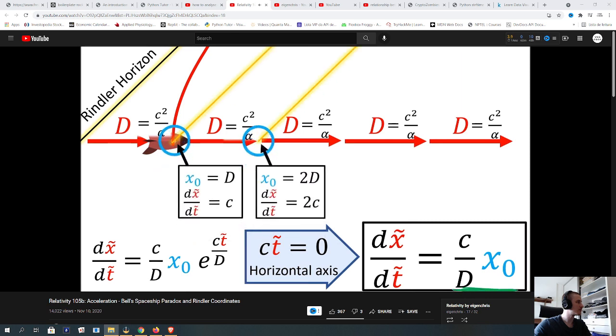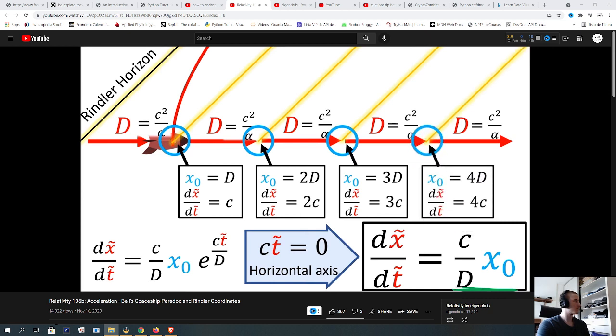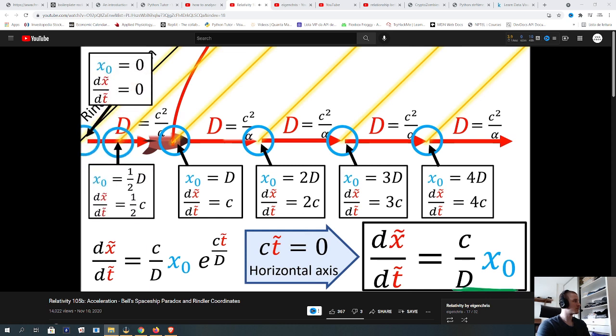A beam of light sent from the position 2d has a speed 2c. A light beam sent from 3d has speed 3c, and a light beam sent from 4d has speed 4c. Also, a light beam sent from 1/2 d has speed 1/2 c. And a light beam sent from the Rindler horizon at the origin has 0 speed, as we discussed in the last video.